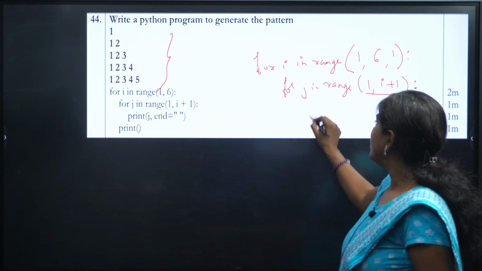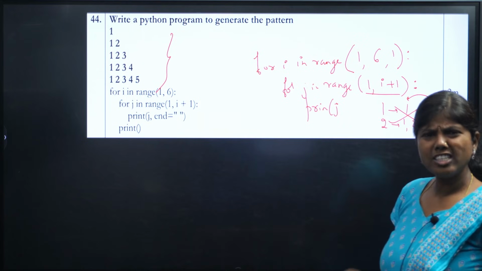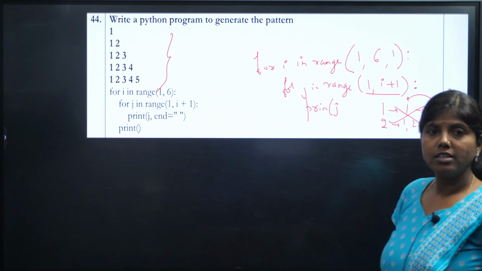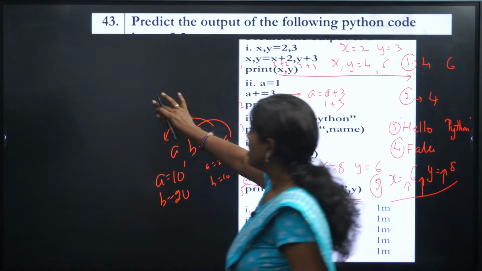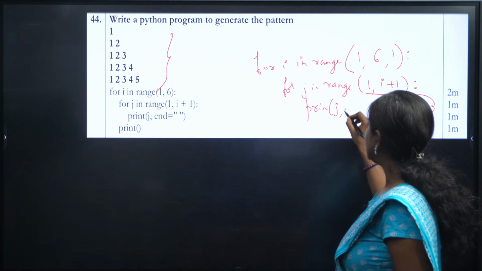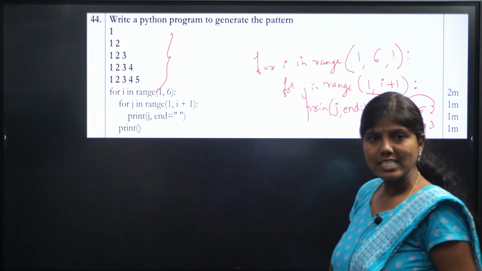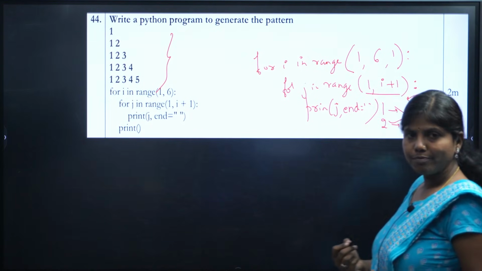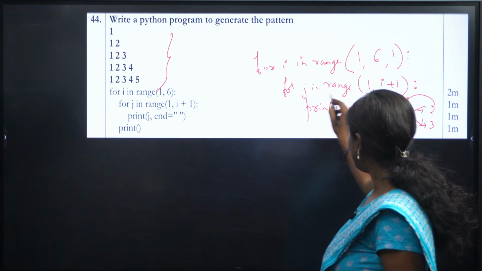What do I have to do? Keep on printing j. That's it. But it should come one after the other, not one below the other. One below the other definitely, but when you're printing one row, there should be some space and then print, right? So I should print j comma end equal to space. At that time, the values will be printed one after the other in the same row. Okay? So very simple: for j in range.